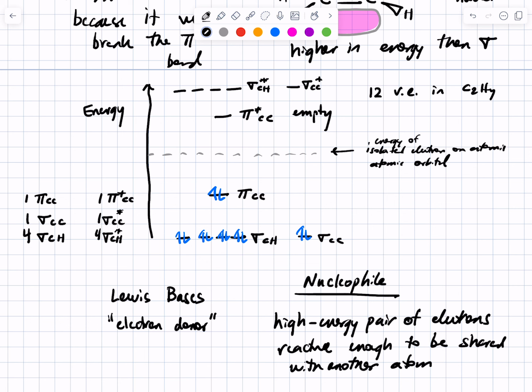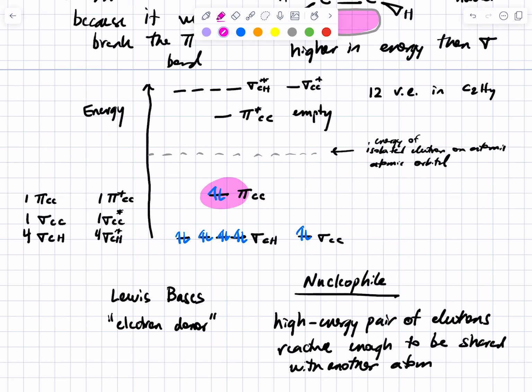Now, if a molecule were going to share its electrons with another atom, the ones to be shared should be the highest energy ones. Right? The most reactive electrons, the ones that want to change most, are the ones that are highest in energy or least stable. So, if ethylene were going to be a nucleophile, the most important electrons in ethylene that would be doing the chemistry would be these, the highest energy electrons.